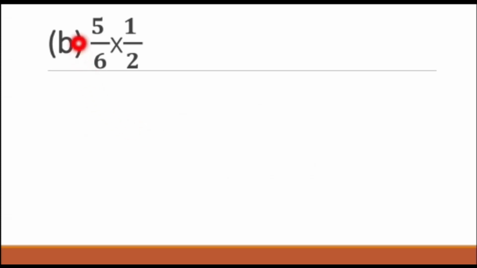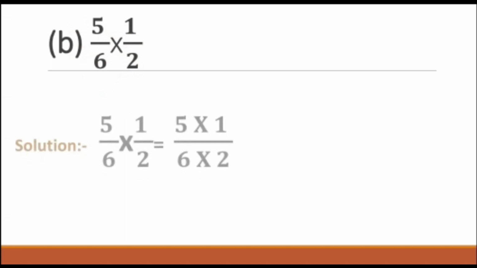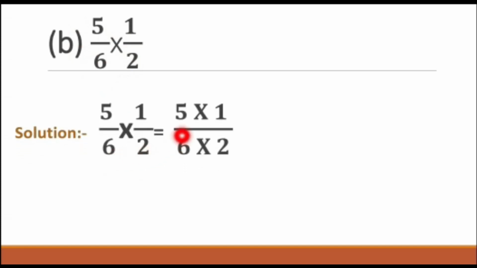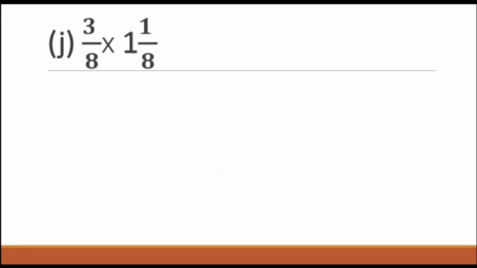Now question number B, 5 by 6 multiplied by 1 by 2, okay. So here we will multiply, okay, numerator to numerator and denominator to denominator. So 5 multiplied by 1 and 6 multiplied by 2. So here we can see there is no number in the numerators and denominators which can be divided with each other, okay. So we need to multiply directly. So 5 ones are 5 and 6 twos are 12. So here 5 by 12 is the answer.